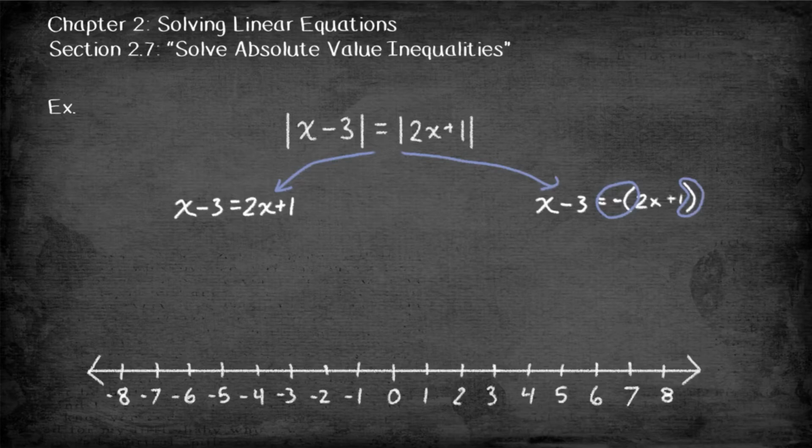And be mindful of your negative signs. Watch out. It's the opposite of the number 2x plus 1, which means you're going to have to take this negative sign and distribute it, which is really multiplying by negative 1. So on the equation on the right, after distributing the negative sign, we get x minus 3 equals negative 2x minus 1. Standard procedure from here.